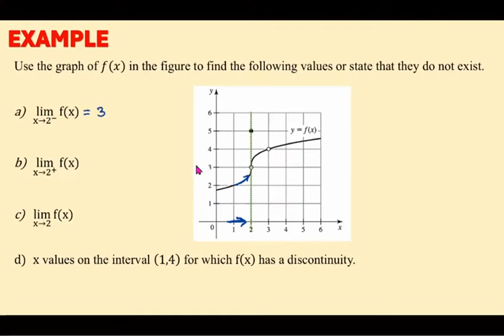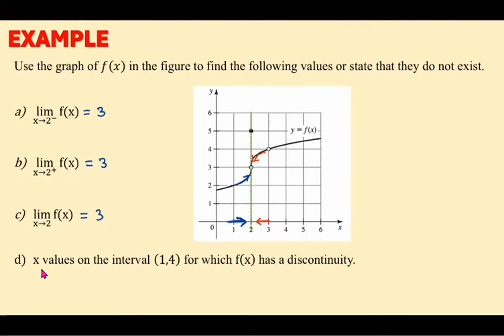Now, if you look at the right-hand limit in B, limit as x approaches 2 from the right, from this side, if you look at the behavior of the graph, you can see that this graph is coming like this and getting closer and closer to that hole whose corresponding value is 3. So the right-hand limit is also 3. And for part C, limit as x approaches 2, that means from both sides, from the left or from the right, the function value is getting closer and closer to 3. So the left-hand limit and right-hand limit are equal. So the limit exists in this case, and that is equal to 3.